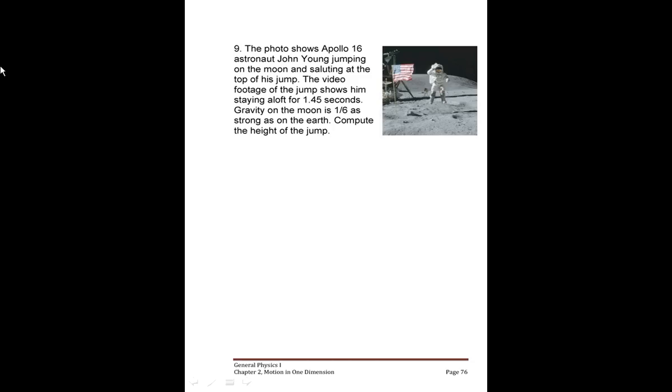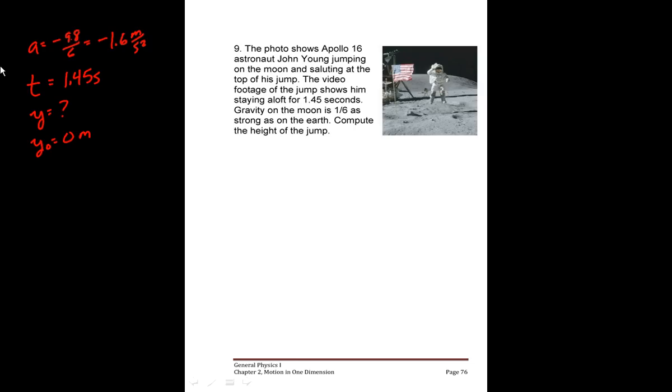Let's just write down what we know. I know that my acceleration on the moon is minus 9.8 over 6, 1/6 of that on the Earth. That's minus 1.6 meters per second squared. I know that the total time in the air is 1.45 seconds. I want to know the height of the jump. I'm going to say that y naught equals 0.